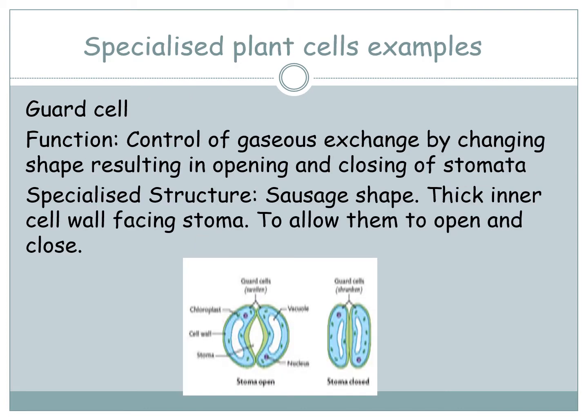So moving back to the plant, the cell that we're going to look at is the guard cell. Guard cells' function is to control gaseous exchange, and they're specialized because they have a sausage shape and a thick inner cell wall facing the stoma. Their specialized shape allows them to open and close, which obviously allows the gases to go through or not.